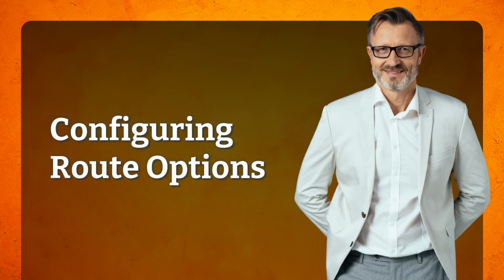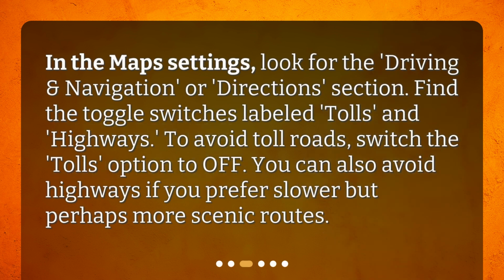Configuring route options. In the Maps settings, look for the Driving and Navigation or Directions section. Find the toggle switches labeled Tolls and Highways. To avoid toll roads, switch the Tolls option to Off. You can also avoid highways if you prefer slower but perhaps more scenic routes.